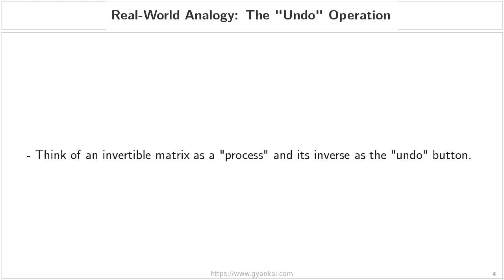Real-world analogy: the undo operation. Now that we have covered the formal definition and the technical requirements, let us put this into a more intuitive perspective to help you visualize what is actually happening. Think of an invertible matrix as a specific process, and its inverse as the undo button for that process.